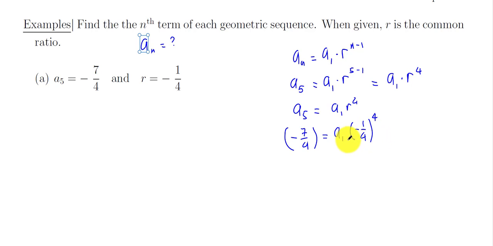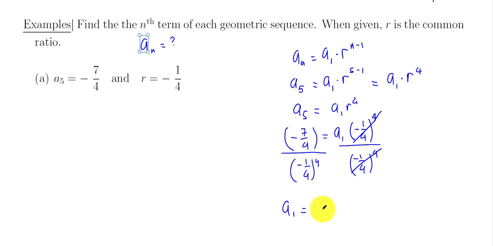Now, from now we can solve a1. So dividing both sides by minus 1/4 to the 4 power. I take away that. I can solve for a1 to be minus 7 over 4 divided by minus 1/4 to the 4 power.